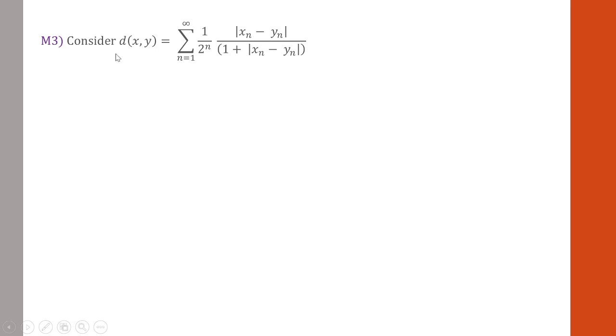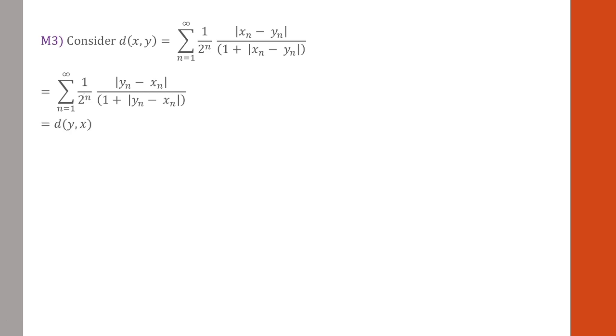For that, consider d of xy. So by the definition of d, substitute the value of d of xy. Now here in place of the absolute value of xn minus yn, we take the absolute value of yn minus xn, because these are positive values. Means the absolute value of xn minus yn is the same value as the absolute value of yn minus xn. But this is nothing but d of yx, and therefore it satisfies the symmetry.